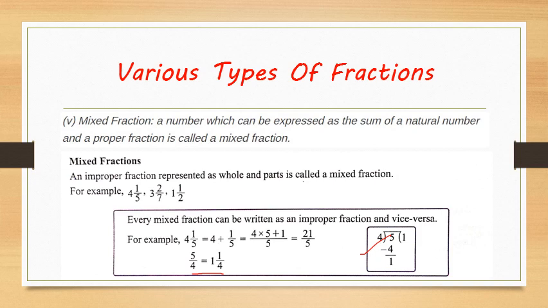When you divide 5 by 4, your remainder will be 1 and the quotient is also 1. So now you have to write the quotient here, the remainder becomes the numerator, and the denominator will be the same. So this is the way how we can convert any improper fraction into a mixed fraction.